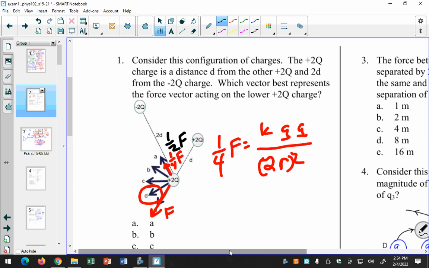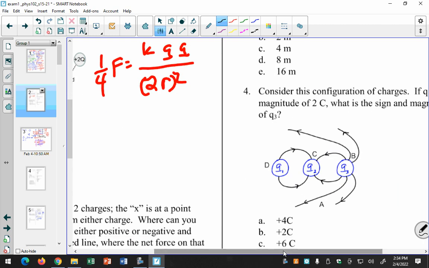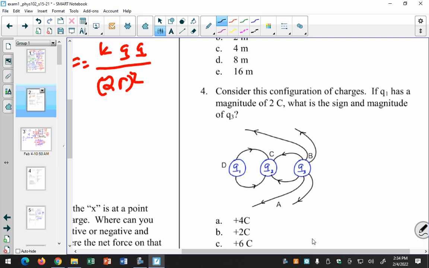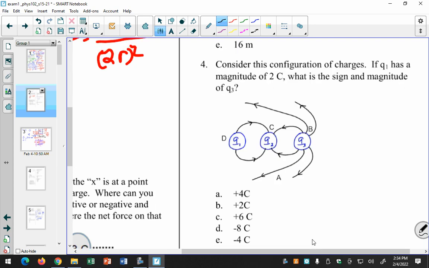Okay, good. You're going to have an electric field question. I'm pretty sure I gave you one, both multiple choice and free response. What is the sign of Q3? If Q1 has a magnitude of 2 coulombs, you know it has to be positive because the field lines are coming out of that charge. And then I want to know what is Q3. Well, first of all, notice that Q3 has to be positive because the field lines are coming out. Q3 also has to be bigger than 2 because there are more field lines coming out of Q3 than there are coming out of Q1.